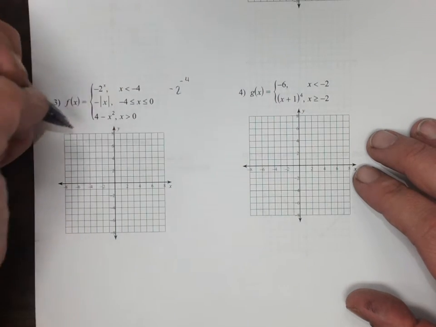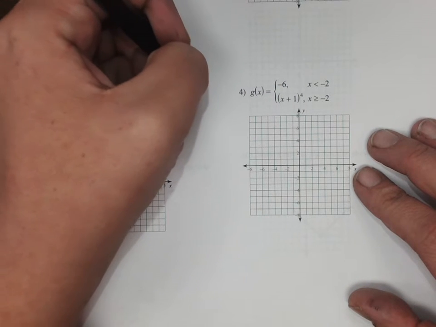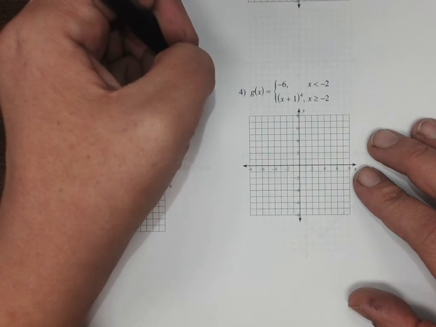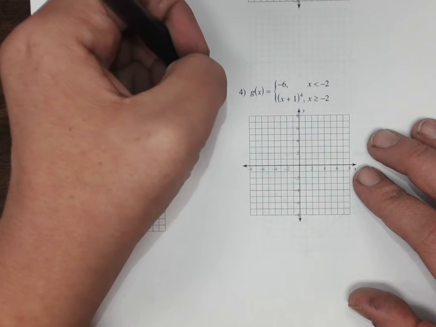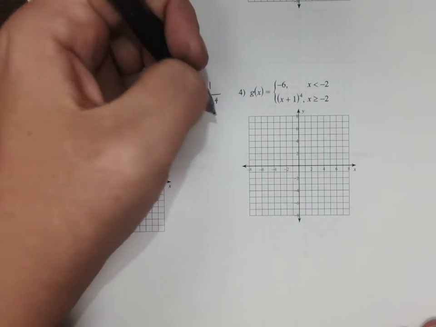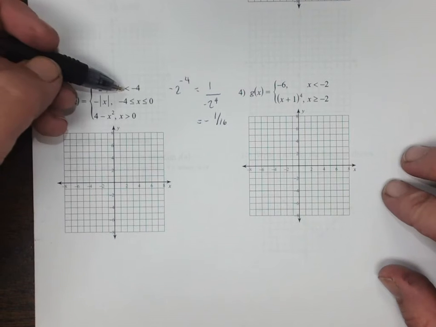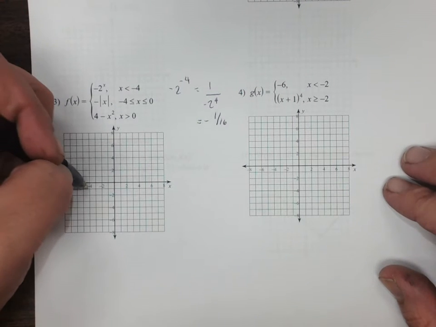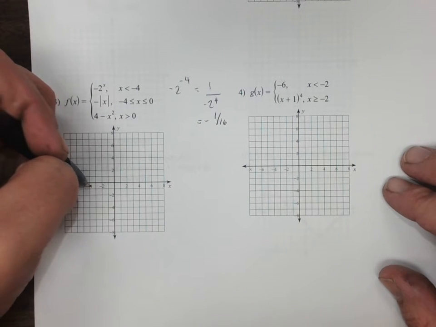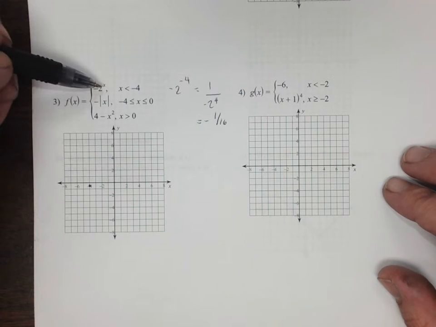Negative 2 to the negative 4. And then knowing our exponent rules, that equals 1 over negative 2 to the 4. And 2 to the 4th power is going to be 16. So this is negative 1/16. So at minus 4, I have this point right here. And this is a function that models some exponential decay, right, because I have this negative value here.